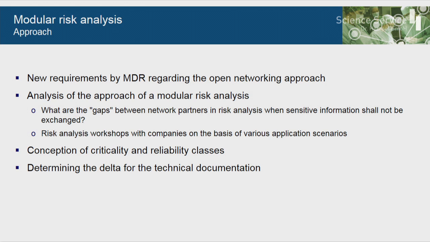One example to have in mind is the OR microscope and the cutting device. If the OR microscope wants to control parameters and functionalities of the other device, it has to really know what kind of risk the other device can cause. So we are right now working on different kinds of classes, criticality and reliability classes.